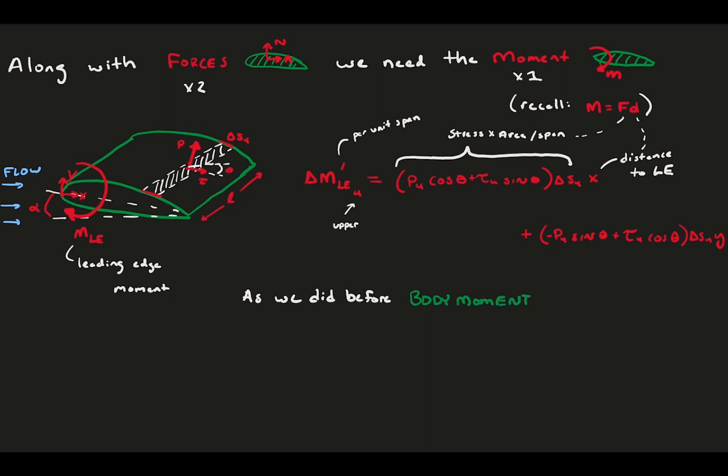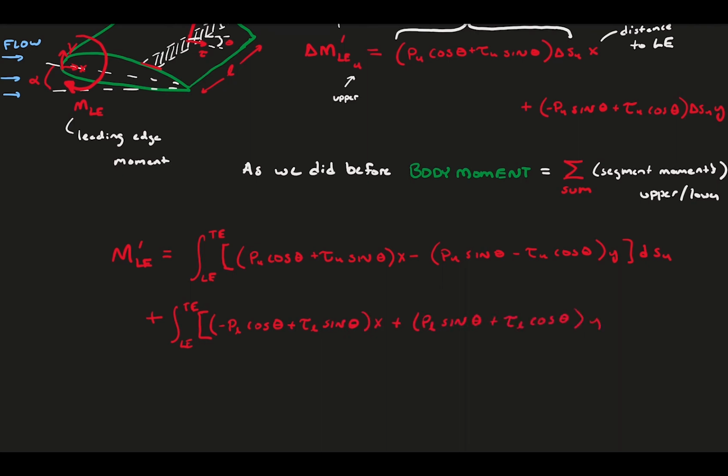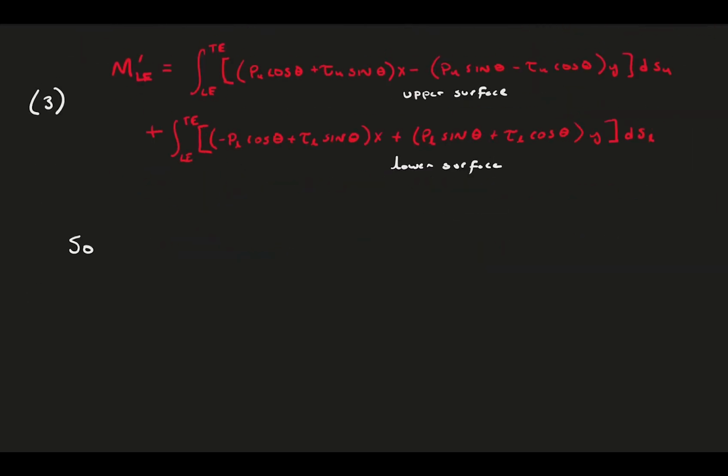And, as before, we need to add up the effect of all the little segments to get the overall body moment about the leading edge. Let's take a second and do that now. The end result is the total moment per unit span of the upper and lower surfaces added together. So, we now know how we would go from the pressure and stress distributions to get the resulting body forces and moments on an object.